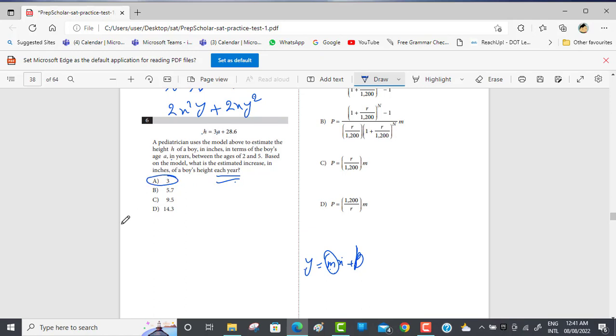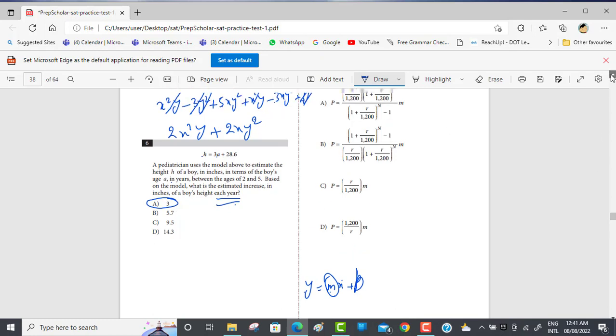The answer, of course, is A, the slope. It's the rate of change, 3 in this case. Why is it increasing, not decreasing? Because 3 is positive. If 3 is negative, it will decrease.